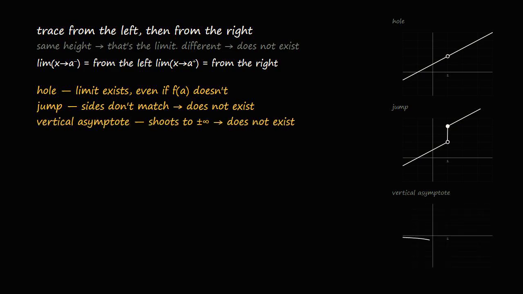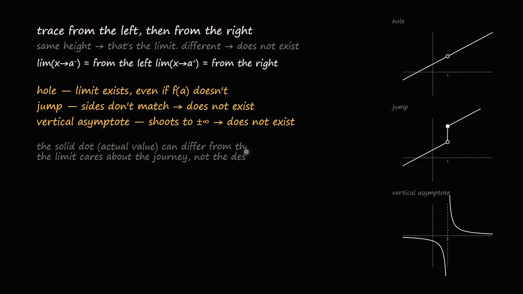A vertical asymptote, one or both sides shoot off toward positive or negative infinity. Also results in does not exist. Infinity isn't a number, so the function isn't settling anywhere. And here's the detail that trips people up. The function's actual value at x equals a, shown by a solid dot on the graph, can be completely different from the limit. As x approaches a, the limit cares about the journey, not the destination.